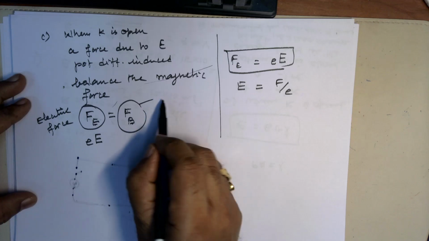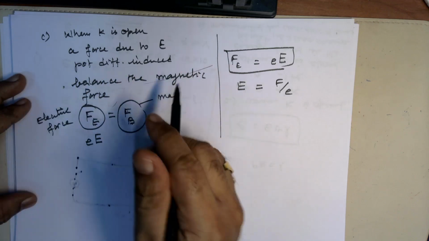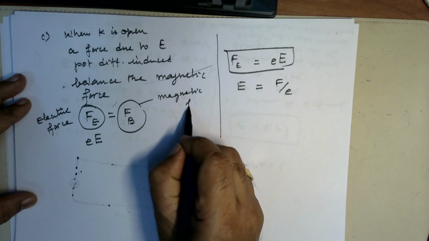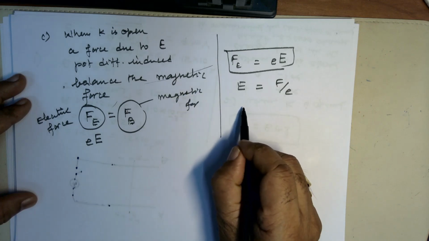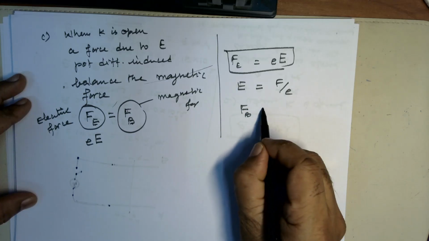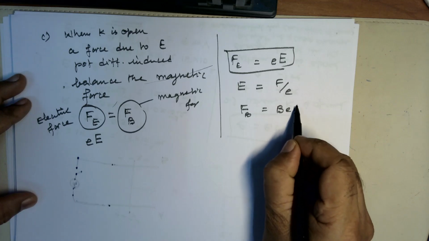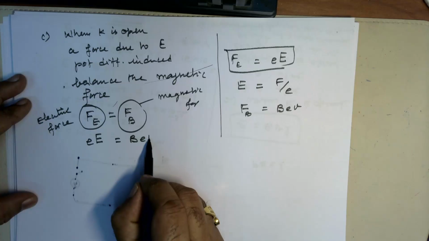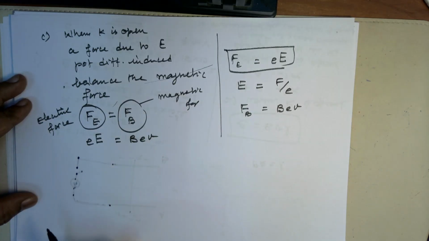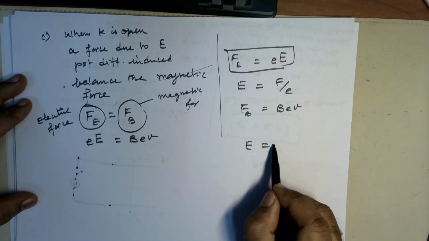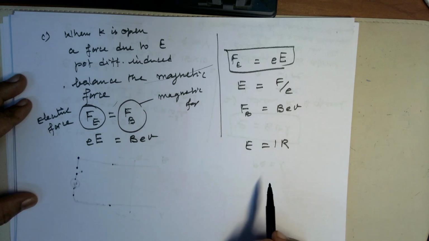What about this one? This is magnetic force, that is due to the magnetic induction here. So magnetic force, and magnetic force is given as FB is equal to q v B. Okay. So this is equal to qvB. Right. Now E, according to Ohm's law, E is equal to I into R. Right.